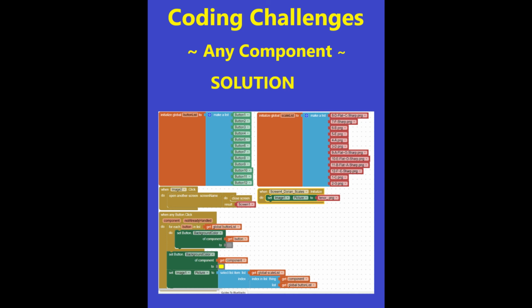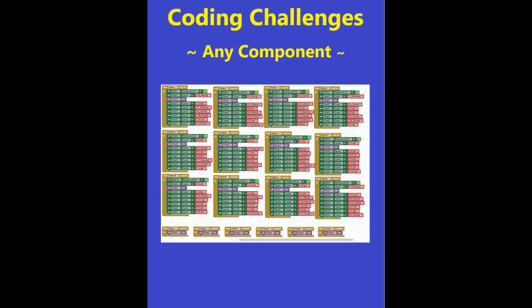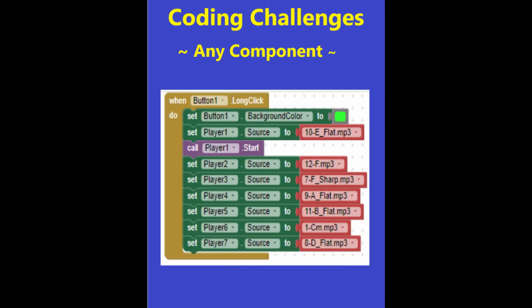The code for playing the scale notes is more of a challenge. It worked with the use of 7 audio players. These are the typical blocks for the 12 buttons on the 7 screens. This is typical for each button with the 7 players.